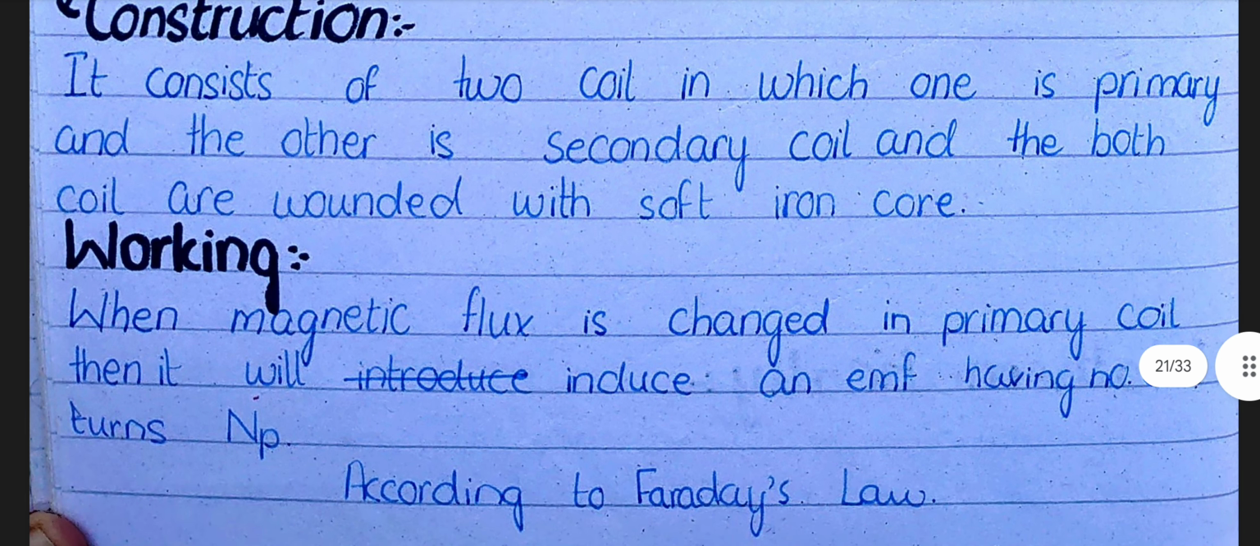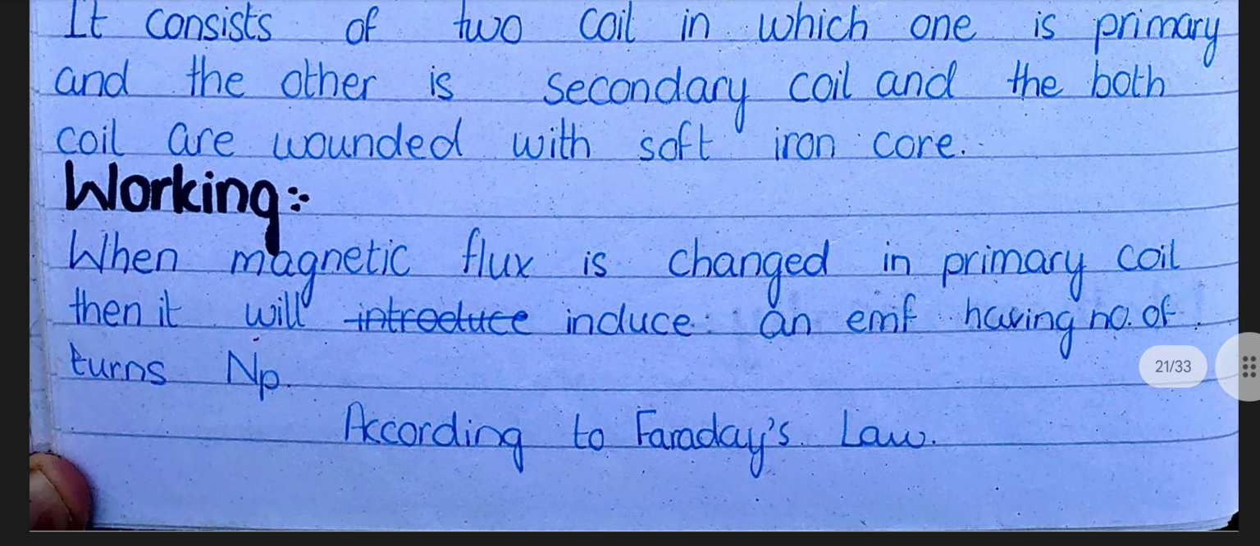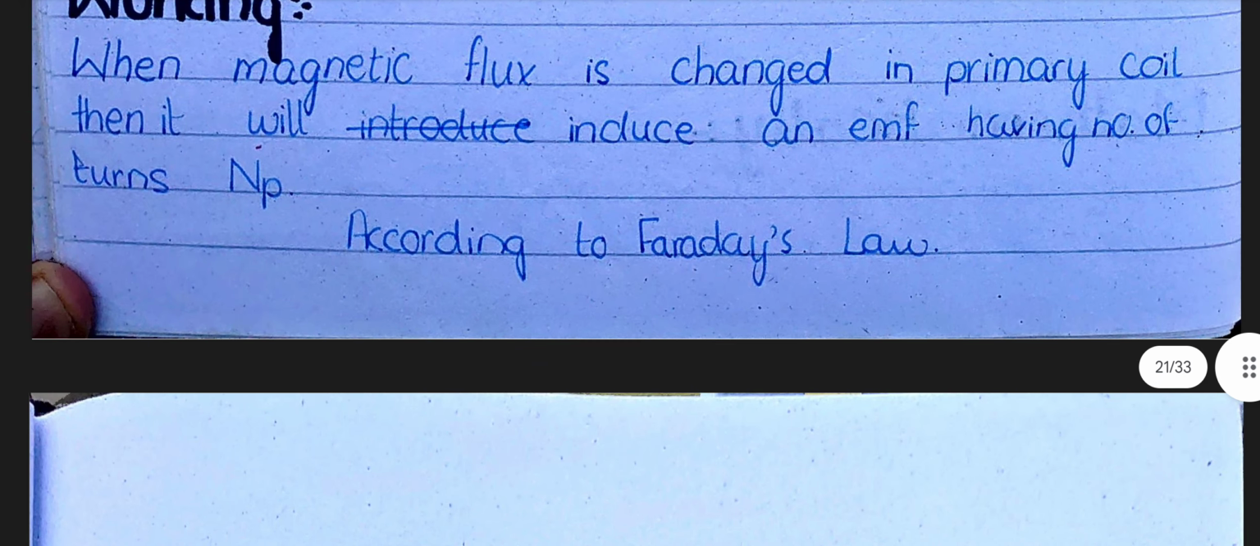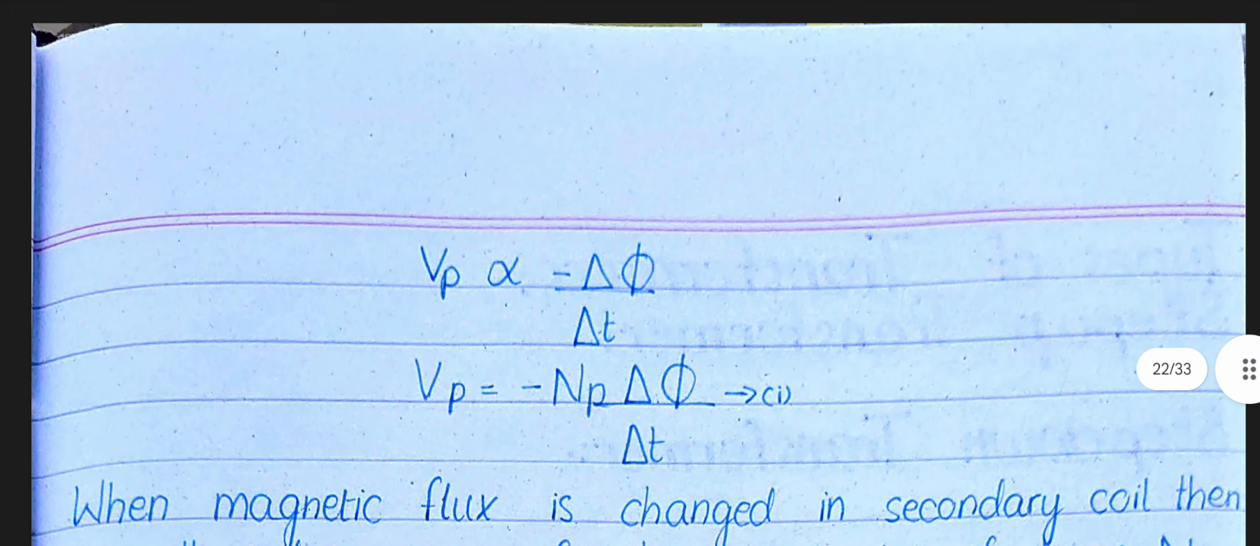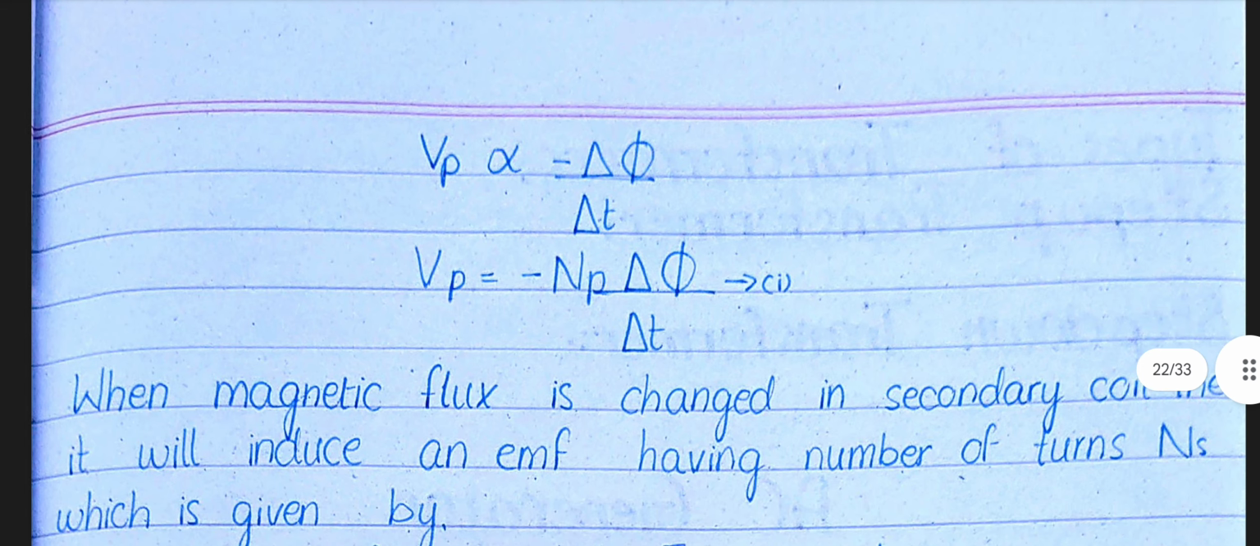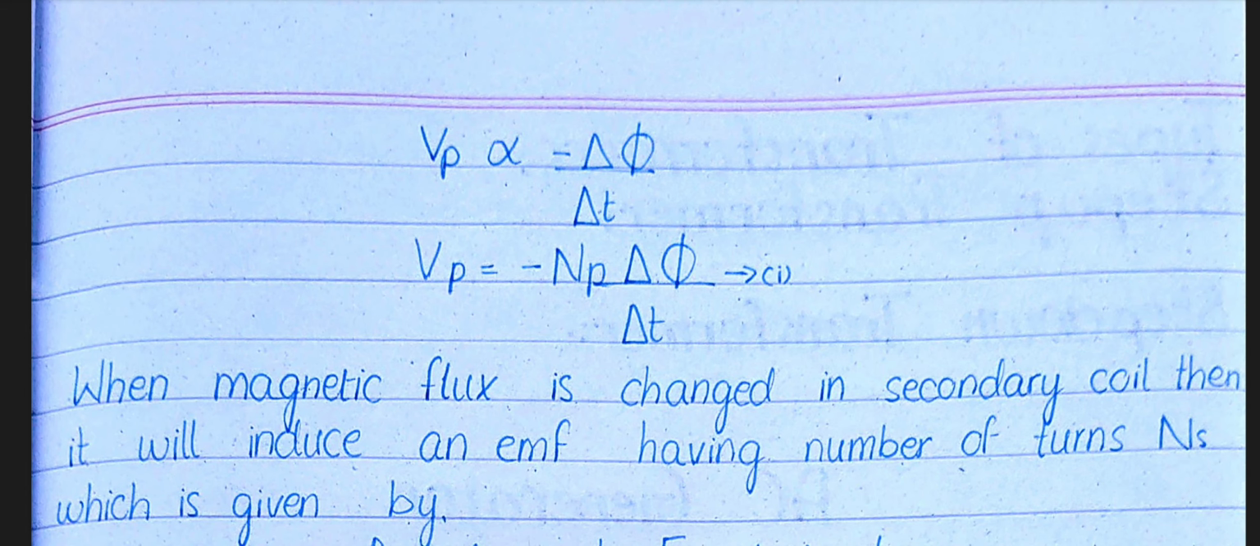Working. When magnetic flux is changed in primary coil, then it will induce an EMF having number of turns Np. According to Faraday's law, Vp is directly proportional to minus delta phi upon delta t. Vp is equals to minus Np delta phi upon delta t.